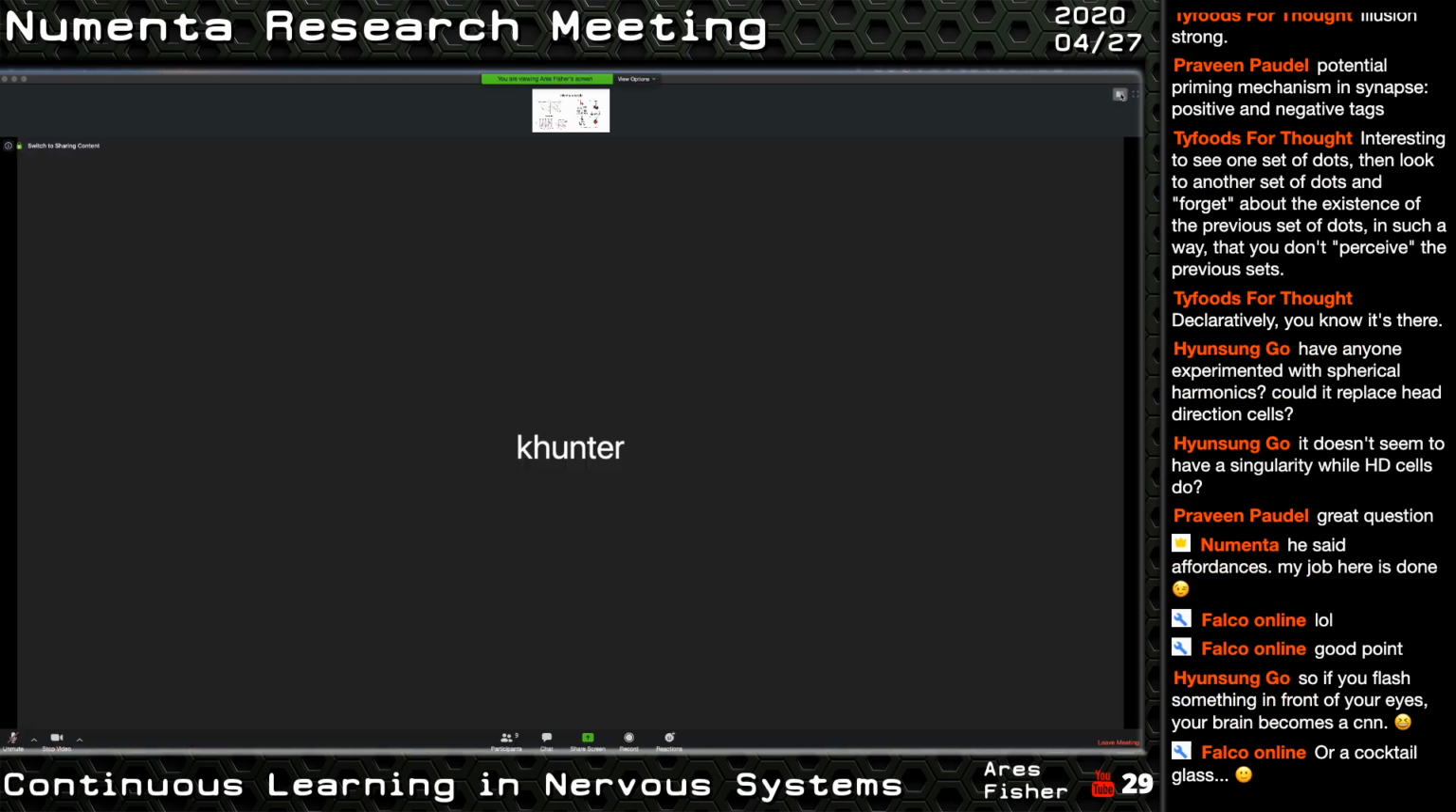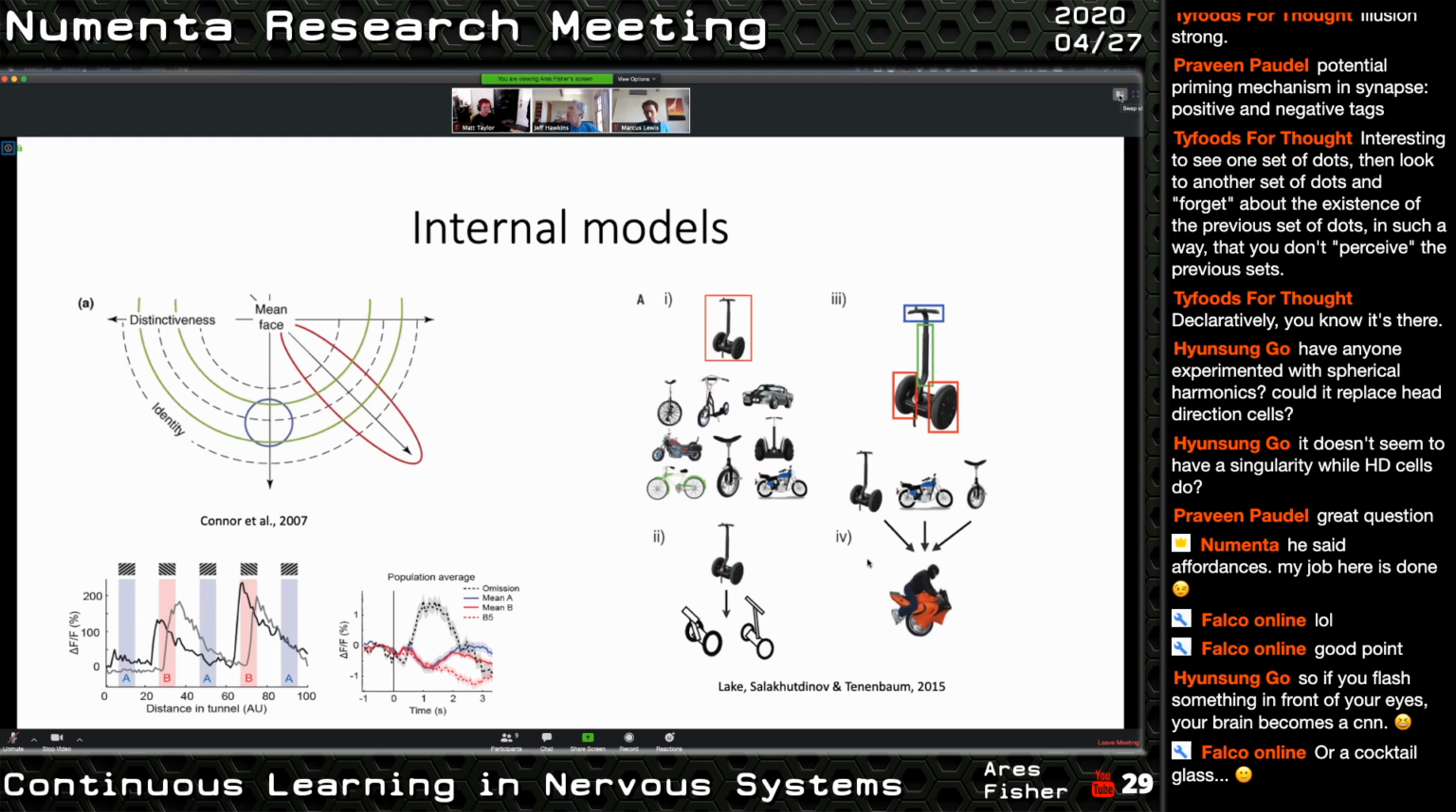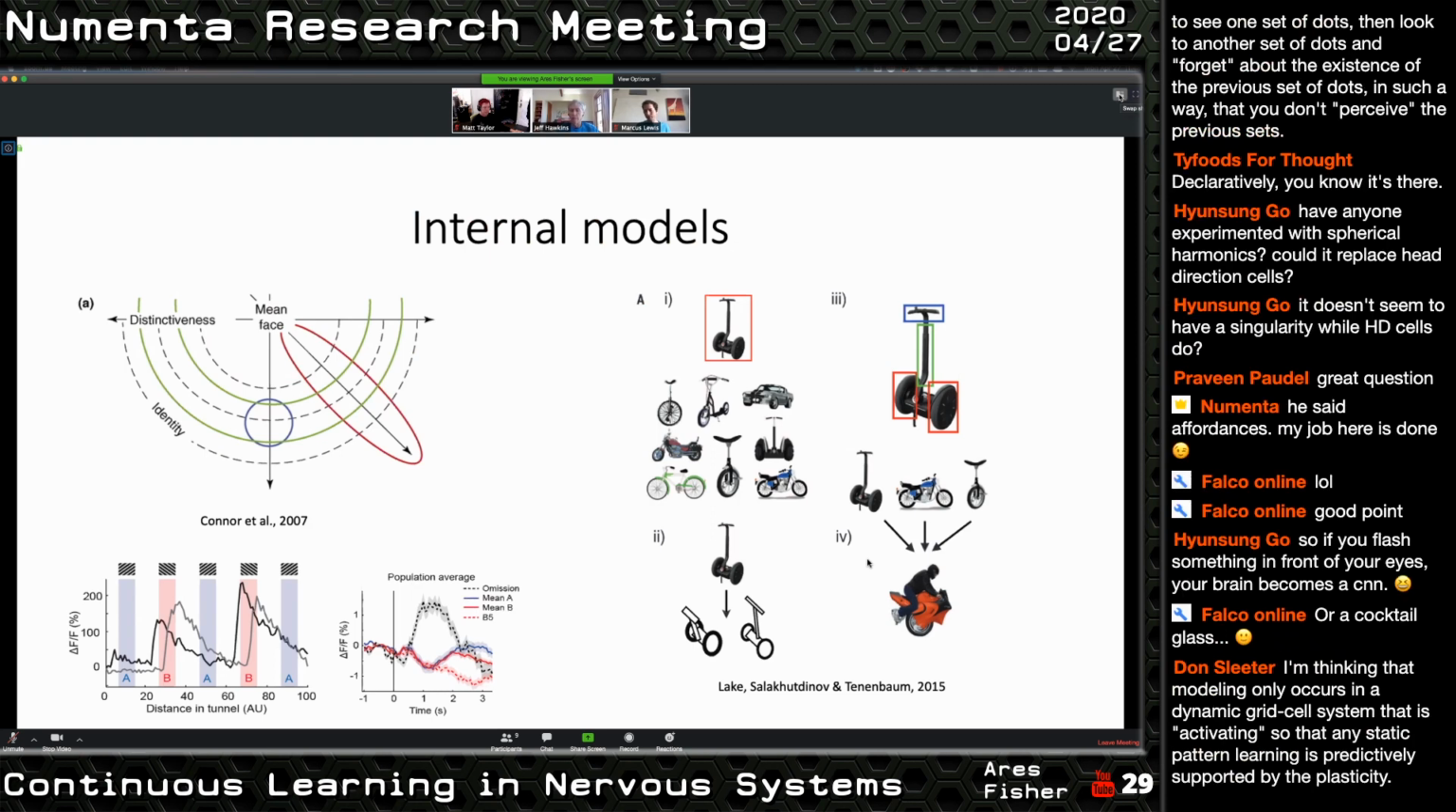If I've never seen the Numenta logo before and I've never seen words, I would have to look at all those little components one at a time to try to build a new representation. I think rather than the word segmentation, partitioning would probably be a better thing, because segmentation has connotations to it.